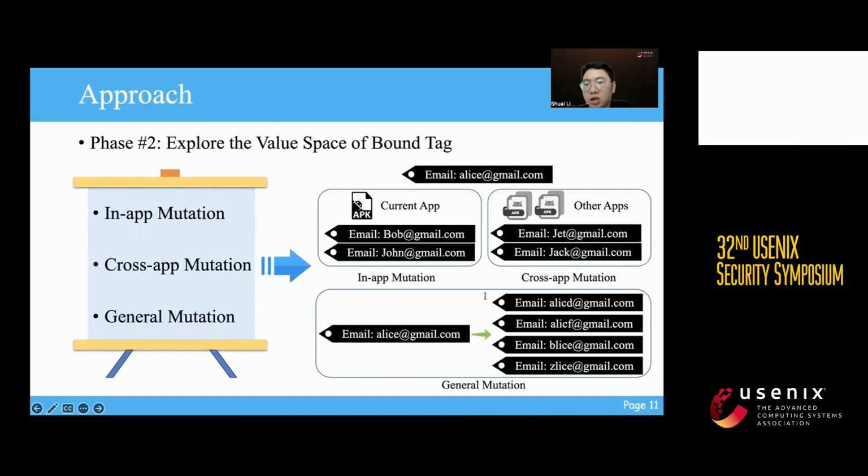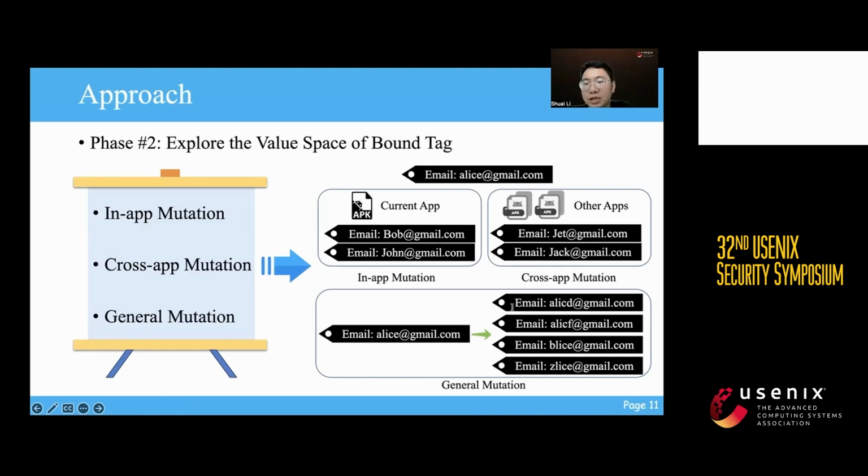Suppose that the service under test relies on the user email address, i.e. the bound tag, and the tester's email address is alice@gmail.com. In-app imitation will look for other user email addresses returned by other services in the same app, such as bob@gmail.com. These values will then act as seeds to replace alice@gmail.com. Since bob@gmail.com is from the app providing the service under test, it must belong to the app's existing users, and therefore must be valid for conducting user tag spoofing.